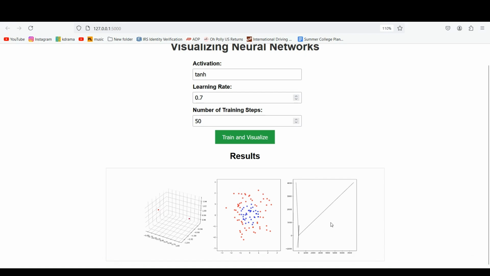And the gradient visualization shows that updates are balanced and consistent across the weights, reflecting tanh's smooth gradient behavior. So overall, tanh is particularly well suited for nonlinear datasets like this one. However, with only 50 training steps, it doesn't have enough time to fully optimize the decision boundary. Now we can move on to the sigmoid testing.